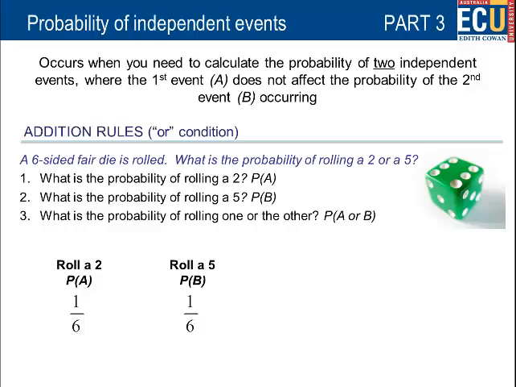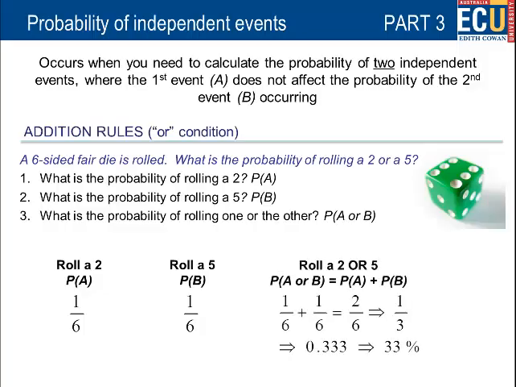We now need to look at what is the probability of rolling one or the other. We've looked at the events independently. Now we need to add them together. Therefore, the probability of A plus the probability of B equals 2 over 6, because we add 1 plus 1 equals 2, and we carry forward the denominator being 6.